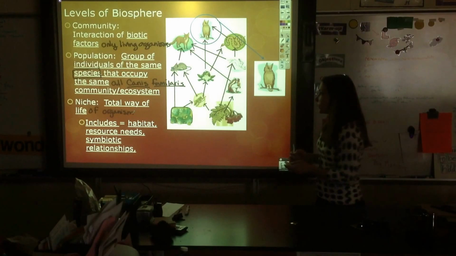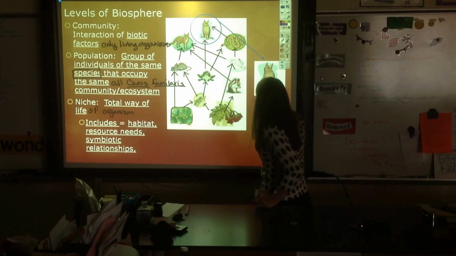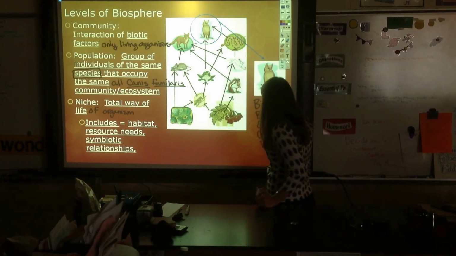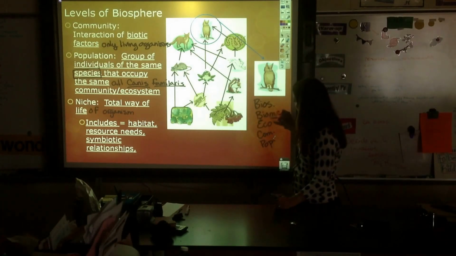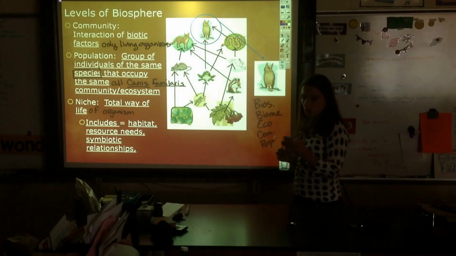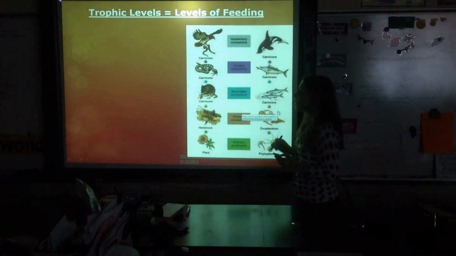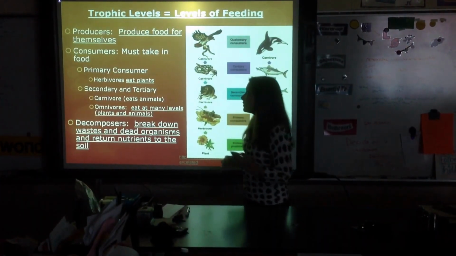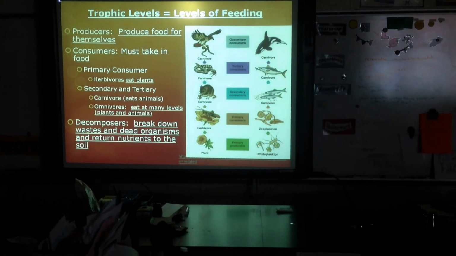So at this point, we've started to talk about this idea of biosphere, biome, ecosystem, community, and population. And these are the levels of ecology. And so you do need to know these levels of ecology. We're going to keep going because we're going to talk a little bit about transfer of energy, or what we call trophic levels. Trophic levels are levels of feeding. And again, this is something you've probably talked about in your science classes before.